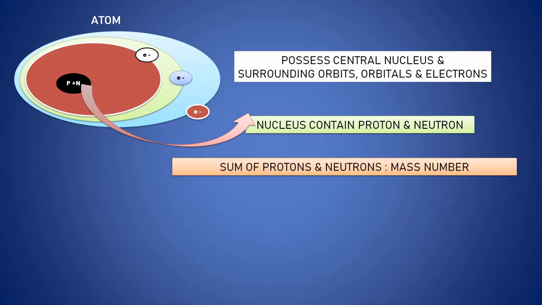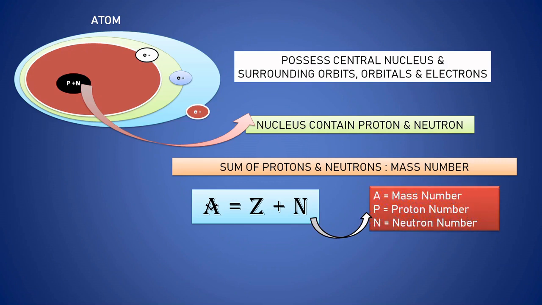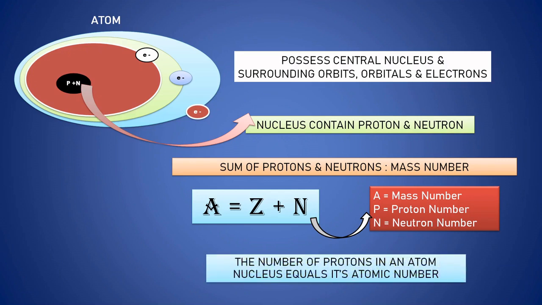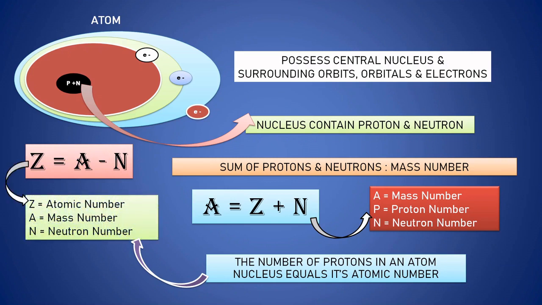The sum of protons and neutrons is called the mass number. Here A equal to Z plus N, where A equal to mass number, Z equal to proton number, and N equal to neutron number. So mass number is the sum of protons and neutrons present in the atomic nucleus, and the number of protons present in the nucleus is known as atomic number. It can be calculated by using the formula Z equal to A minus N. Here Z equal to atomic number, A equal to mass number, and N equal to neutron number.